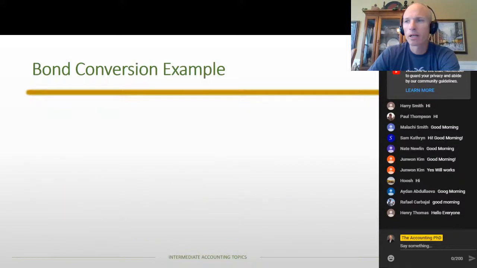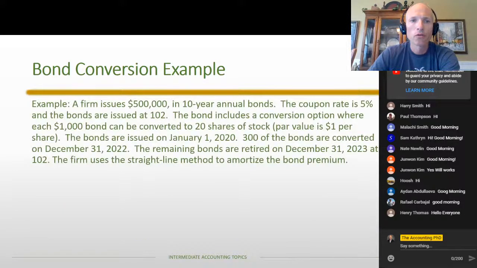Okay, so let's talk about an example. A firm issues $500,000 in 10-year annual bonds. The coupon rate is 5%. The bonds are issued at 102, which of course, hopefully by now we understand is a premium. The bond includes a conversion option where each $1,000 bond can be converted to 20 shares of stock.